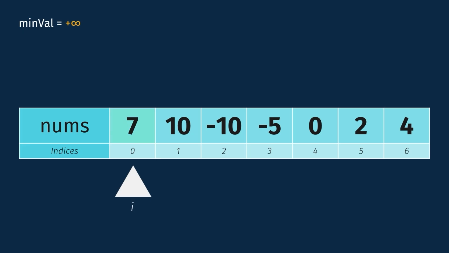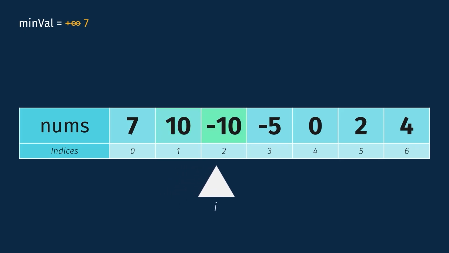Our pointer I is at index 0, pointing to the number 7. So the question is, is 7 less than our current min value of infinity? Of course. So we update min value to 7. Our current champion is 7. Next, we slide our pointer I over to index 1, which has the number 10. Is 10 smaller than our current champ? Nope. So min value stays right where it is.